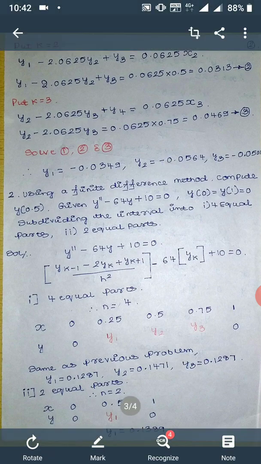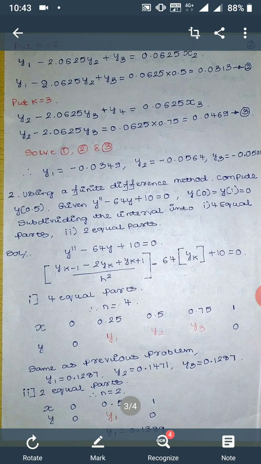On substituting the value of k equal to 3 in the previous equation, what we have obtained is y2 minus 2.0625 y3 is equal to 0.0625 times x3, where the value of x3 is 0.75. On multiplication, what we obtained is 0.0469. So let's take it as equation number 3.